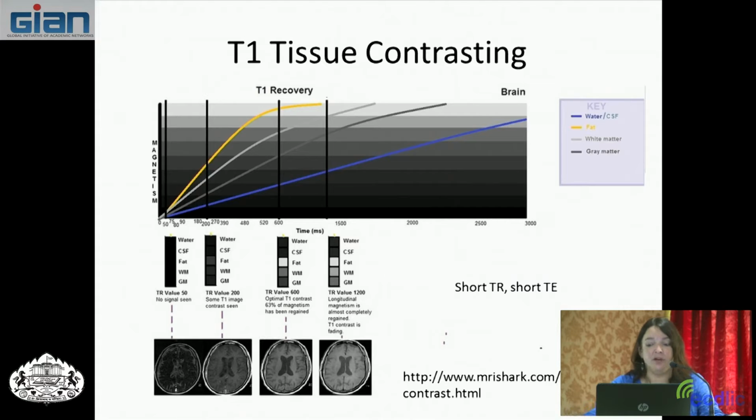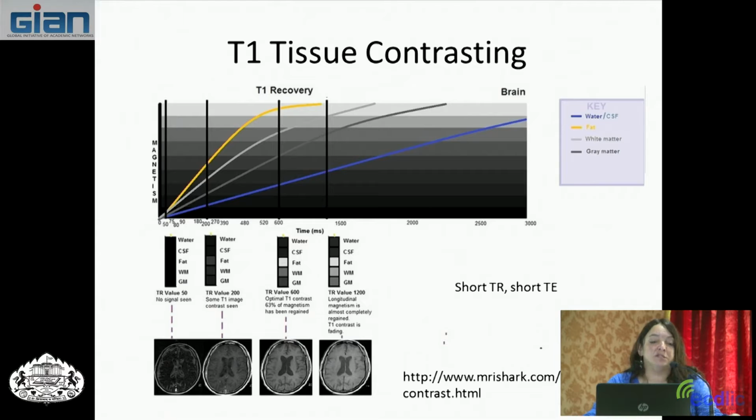Okay, so I thought we could benefit from talking about T1 and T2 tissue contrasting again. And so we're just going to go over this briefly. And I found these nice pictures on this site called MRI Shark. So here they are. And what I wanted to point out here is how we get the contrast when we do T1 tissue contrasting.